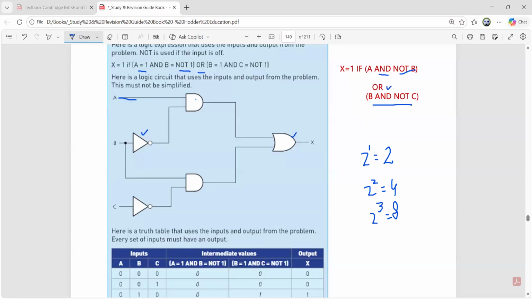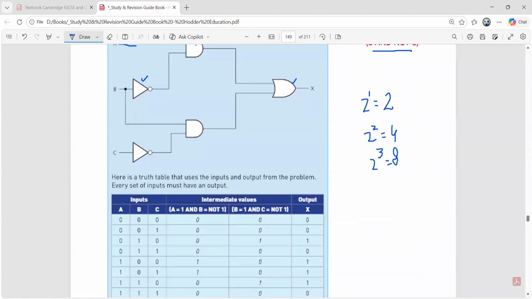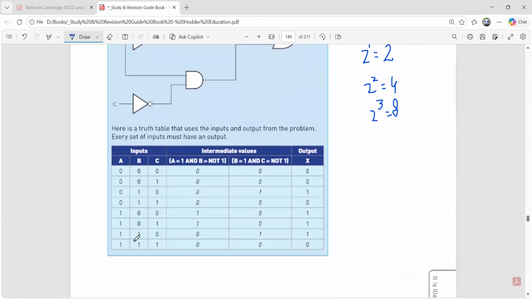And the number of outcomes means how many possibilities there are. Now, since there are three inputs, you can see A, B, C, and this is what you need to know. You should learn the trick. Normally they give you all of this, but just thinking of a situation if you're not given it, this is how you can remember.